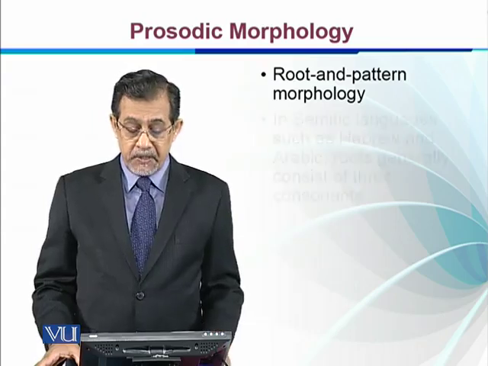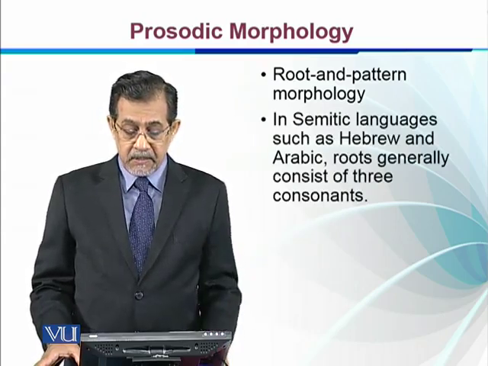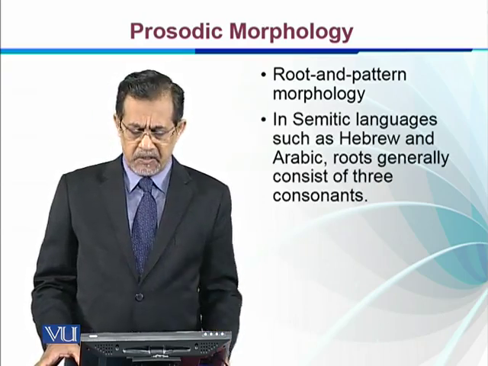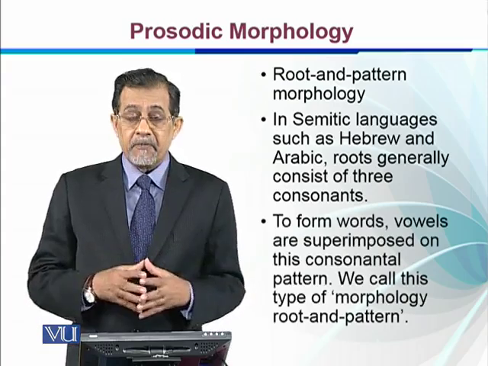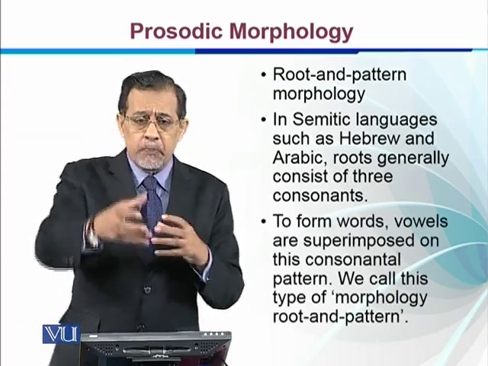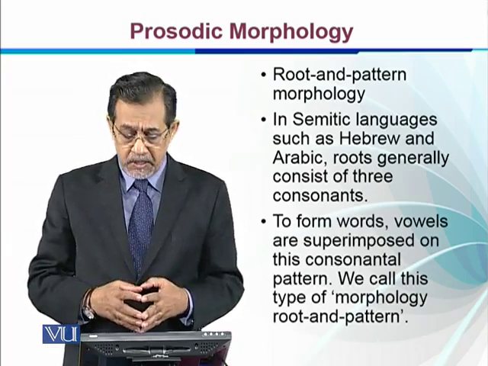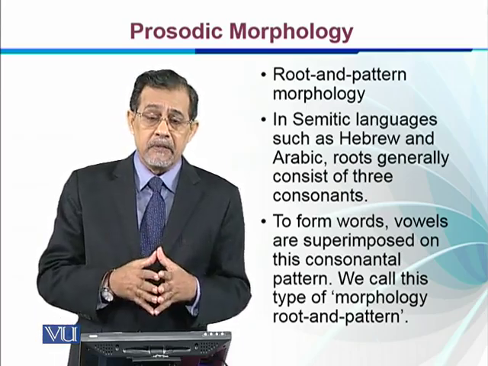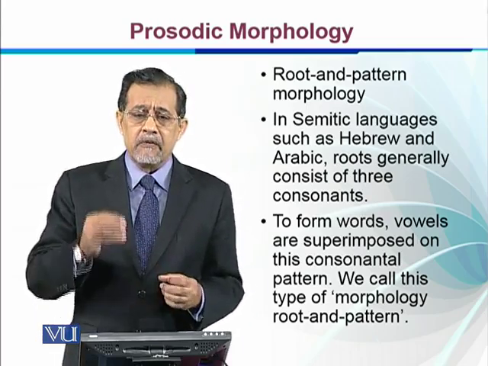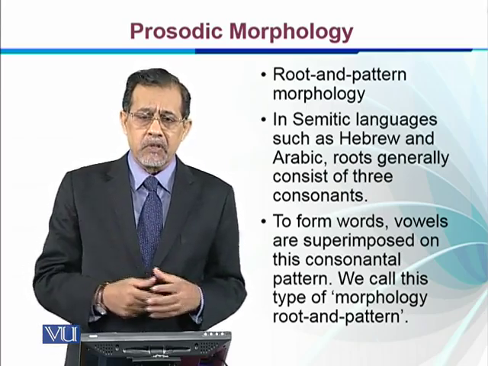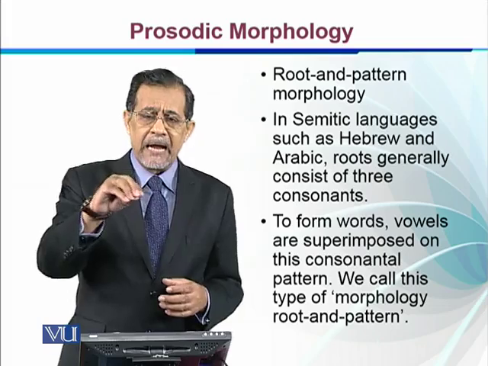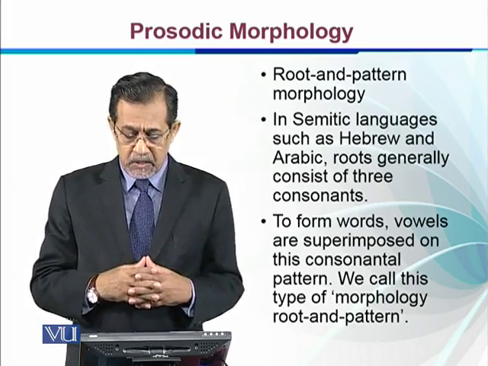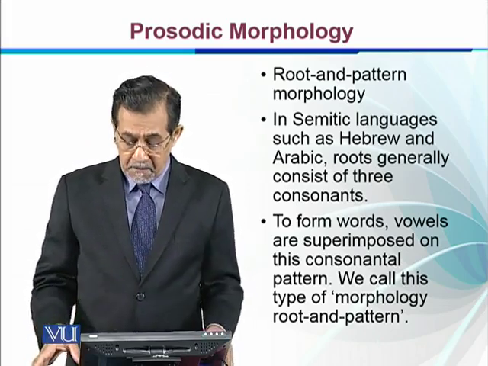Root and pattern morphology. In Semitic languages such as Hebrew and Arabic, roots generally consist of 3 consonants, as we just cited in the example. To form words, vowels have to be superimposed on the consonants. We call this type of morphology root and pattern. So in languages like Arabic, where we have a consonant, consonant and consonant structure of a syllable, we insert some vowel sounds, and this is known as root and pattern morphology.